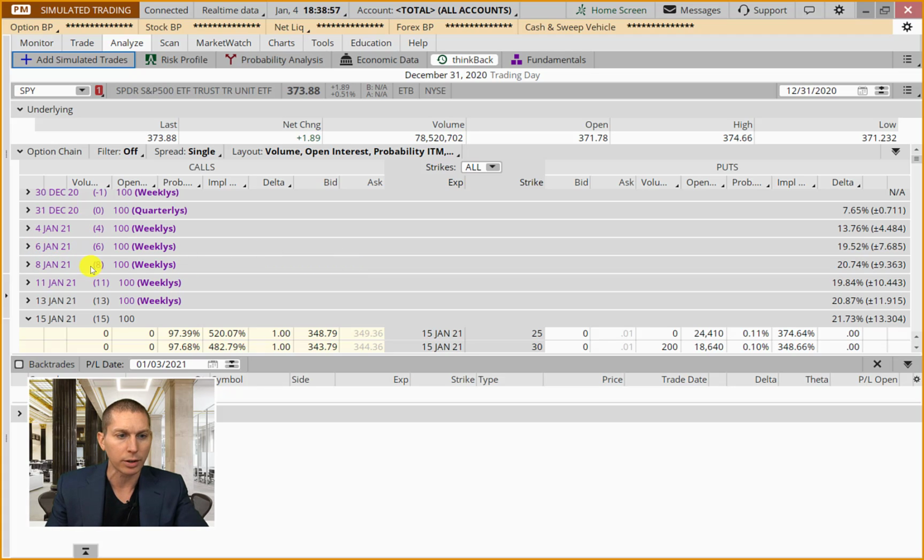So if we just take a look here at this time on 12/31, last trading day of 2020, and if you looked at 8 days here, so these expire on January 8th, the expected move at that time was $9.30. So plus or minus $9.30 from this level at 373 today.